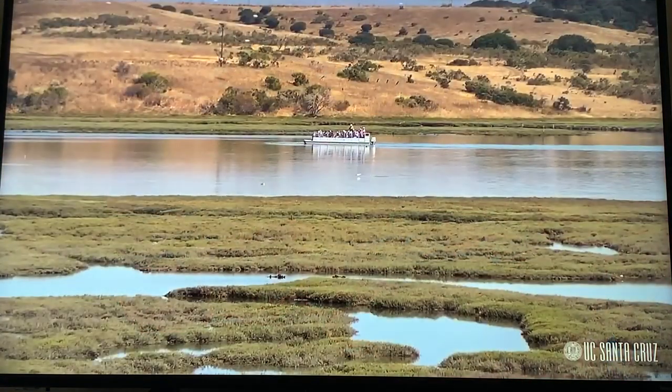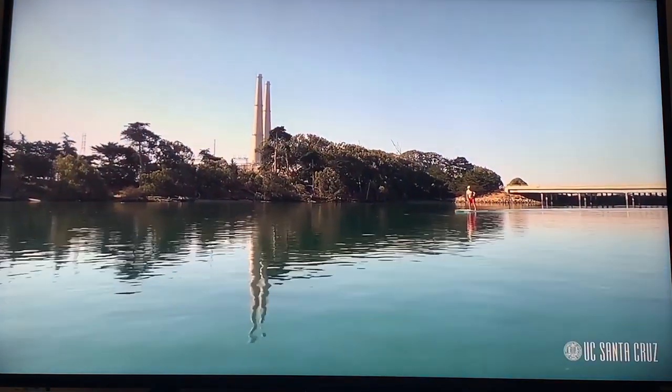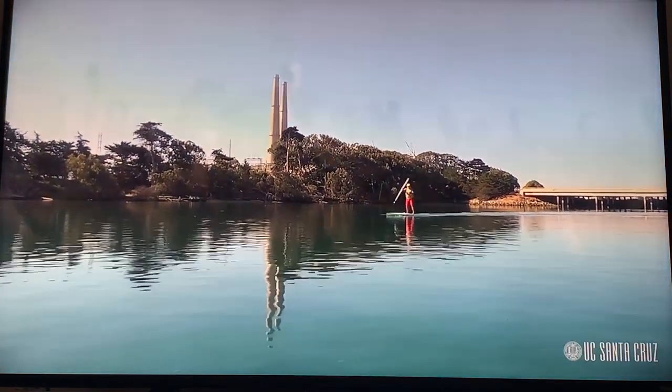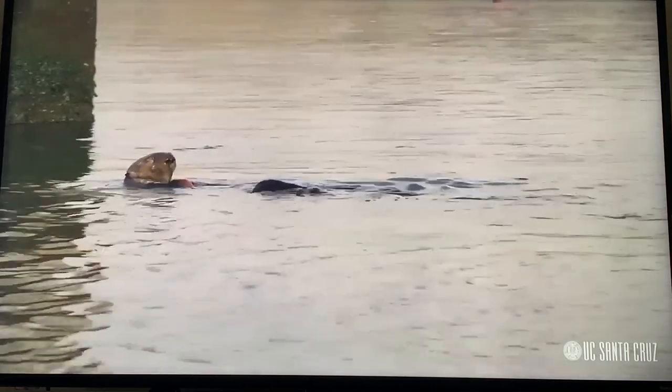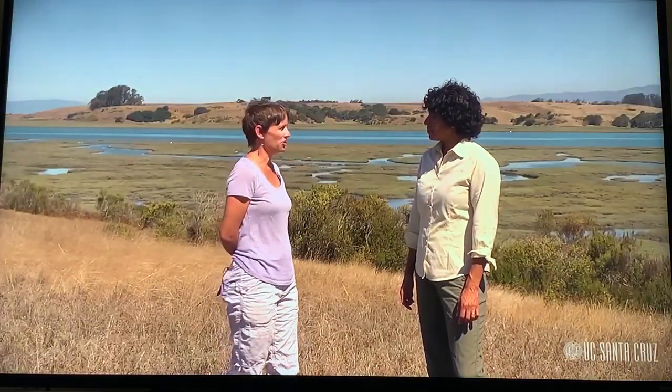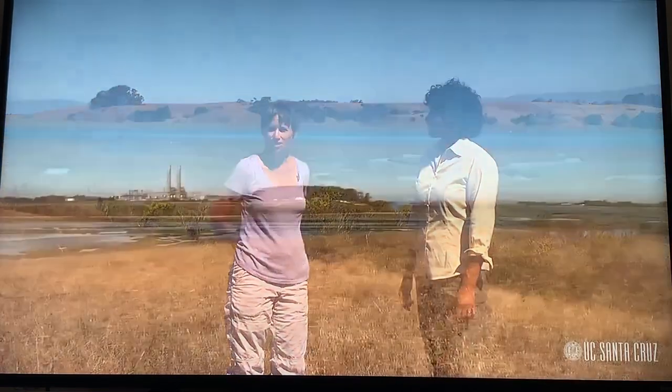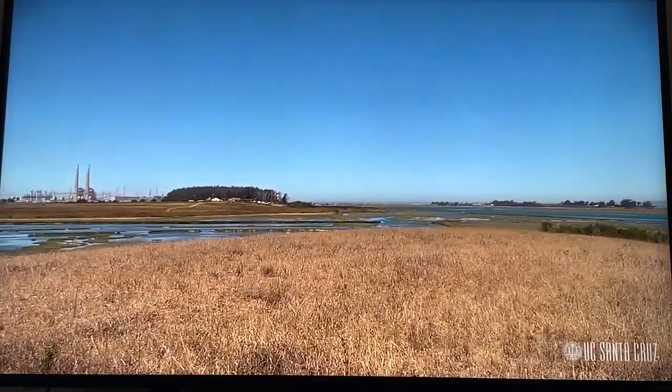Thousands of visitors come to Elkhorn Slough from all over the world and just from the surrounding area to see the shorebirds up close, to kayak among sea otters, to experience estuarine ecosystems. And we want to conserve and restore these ecosystems as a legacy for future generations of visitors. We're really excited about the Tidal Marsh Restoration Project. It's the first major marsh restoration project in this estuary, which has lost something like 50% of its salt marsh over the past 150 years.